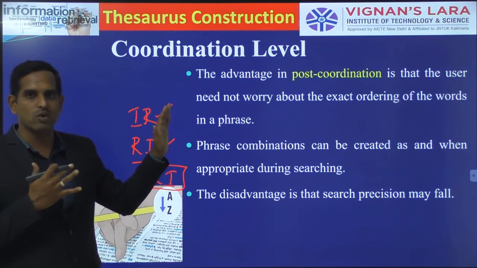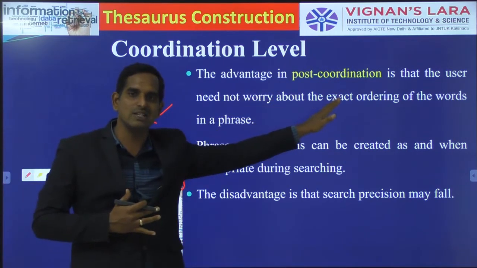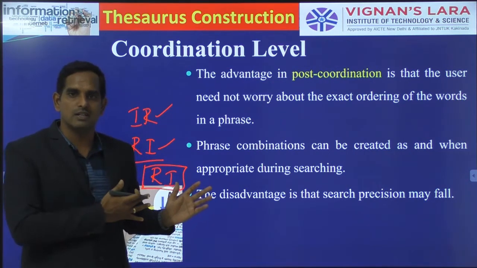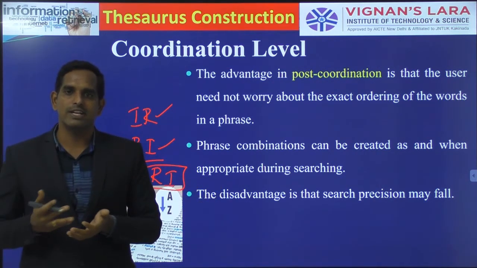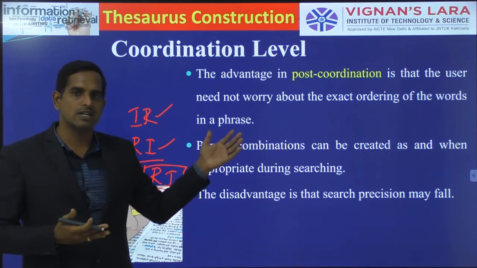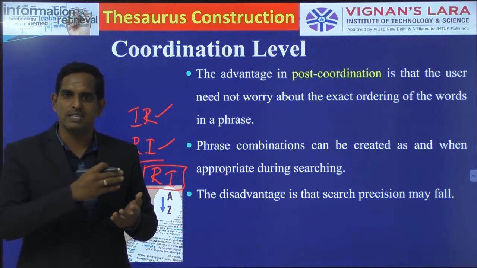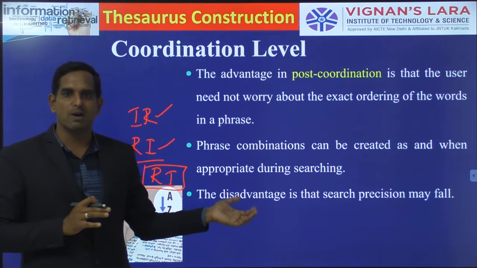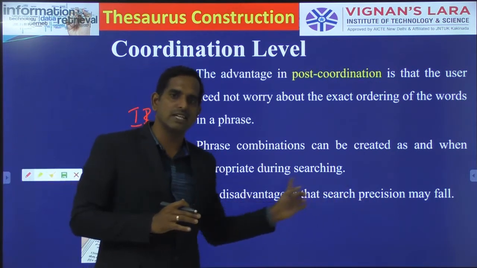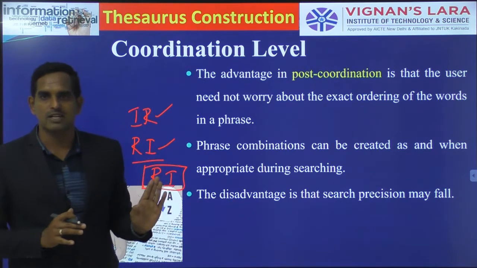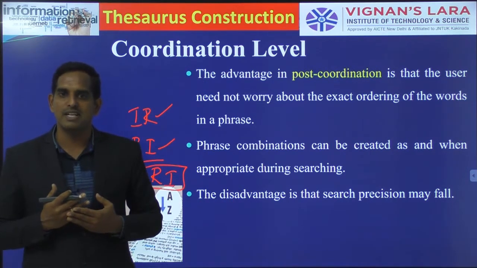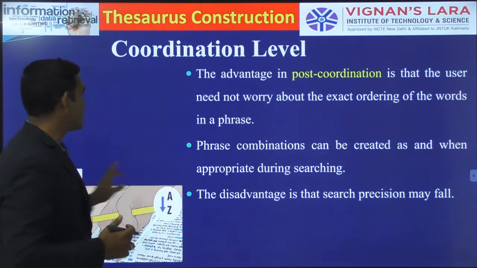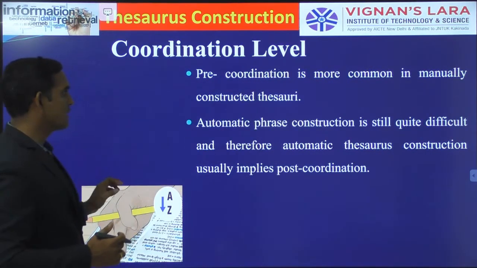In post-coordination, your searching will be much simpler for the user. Why? Because he need not be concerned about which order he is placing the search. He can perform any type of search easily. But the problem is, whatever result he is getting might not be a perfect result. He might be getting improper results from the information retrieval system. So this is about your coordination levels. Okay.